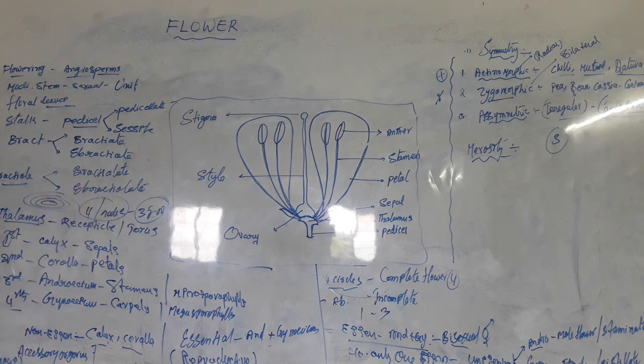Meiosity refers to the number of sepals present in the calyx, number of petals in the corolla, number of stamens in the androecium, number of carpels. It refers to the number of modified leaves present in each and every circle of the thalamus. It tells the number of sepals in the calyx, whether 5, the number of petals in the corolla, whether 10.